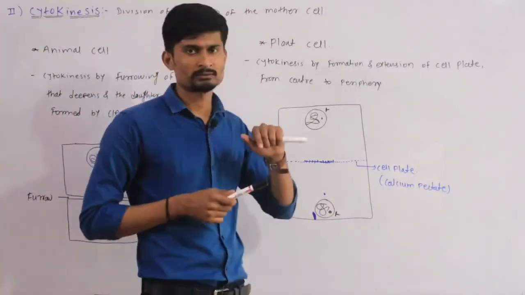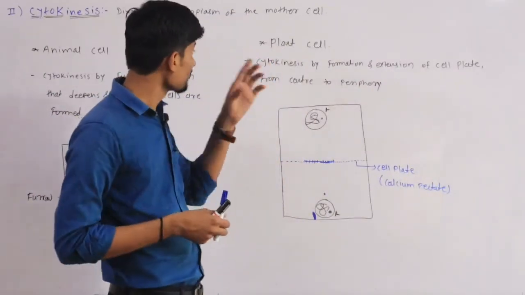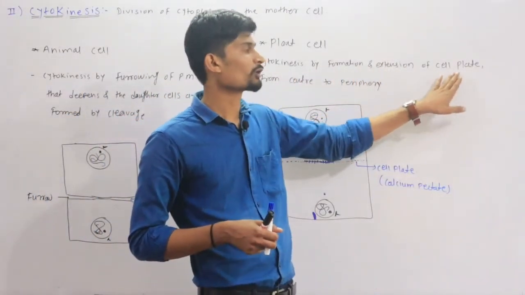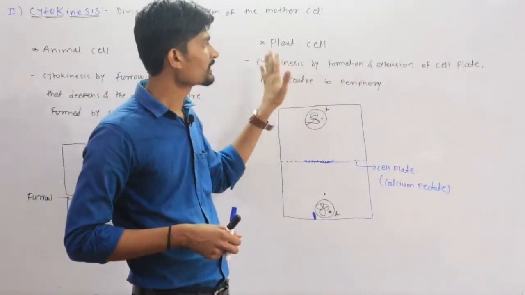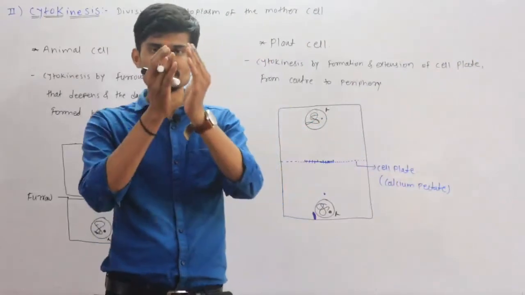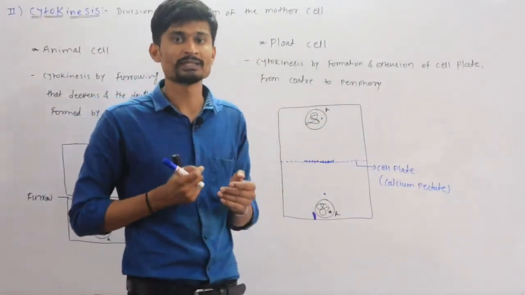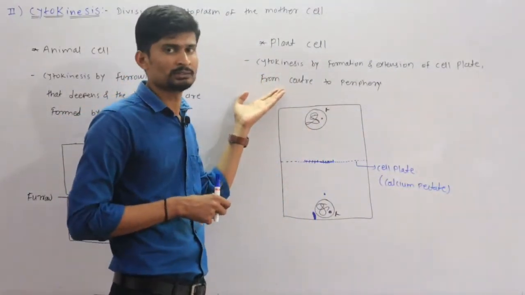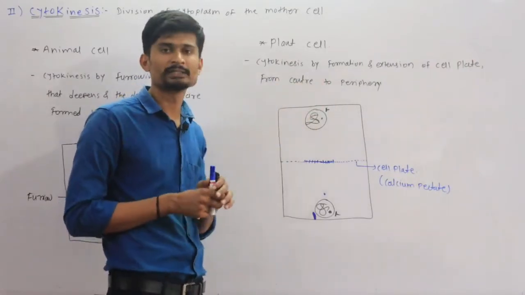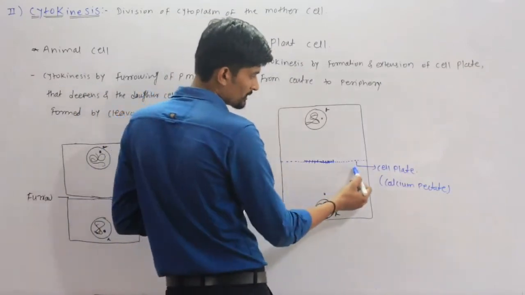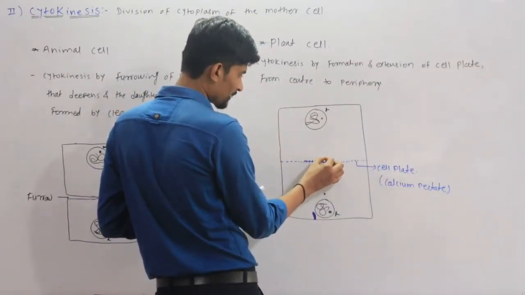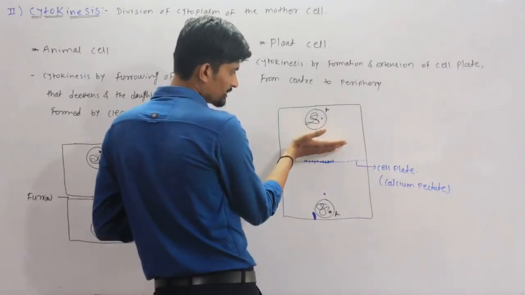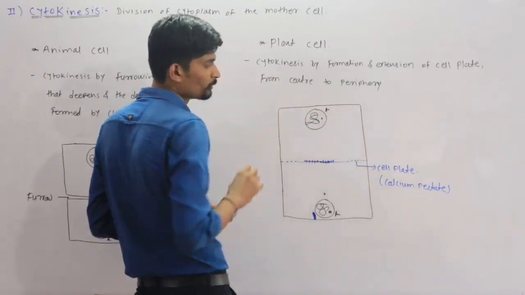Now in plant cell, cytokinesis takes place by formation and extension of the cell plate. Here there is no furrowing, here there is a formation of the cell plate from center to periphery. So here I am showing the cell plate. This is a cell plate which starts from the center and extends towards the periphery, and finally leads to the formation of two cells, this upper cell and lower cell.